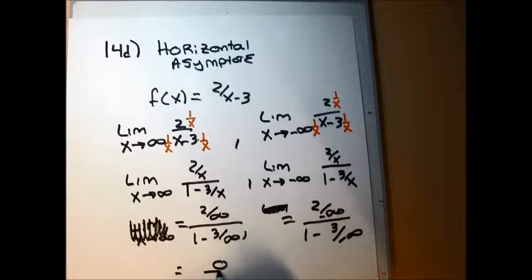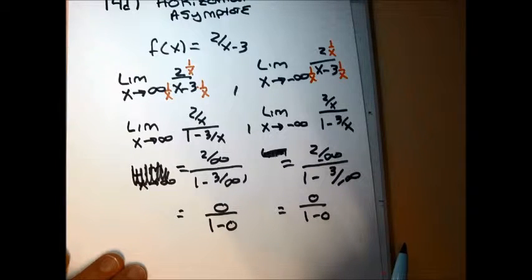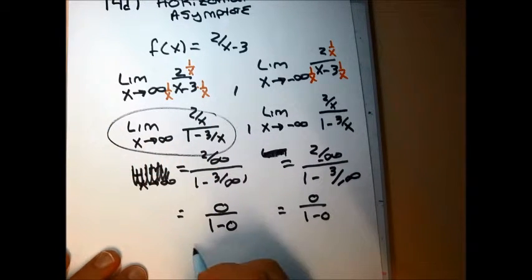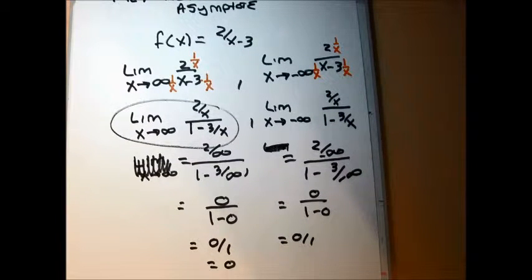So here I'm going to get 0 over 1 minus 0. And here, I'm going to get 0 over 1 minus 0. Both of these give exactly the same number. This is why I say for our fractions, we're just going to do this one because both sides are going to come out the same. They both come out to 0 over 1, and 0 over 1 is equal to 0. Horizontal asymptotes always have an equation with only a y.